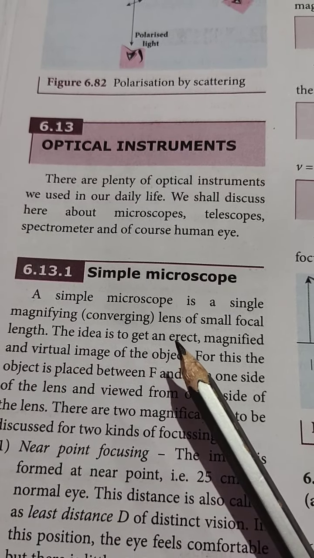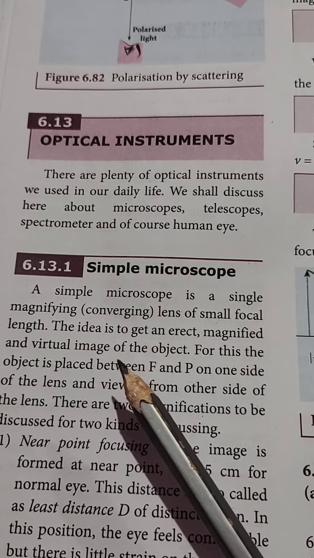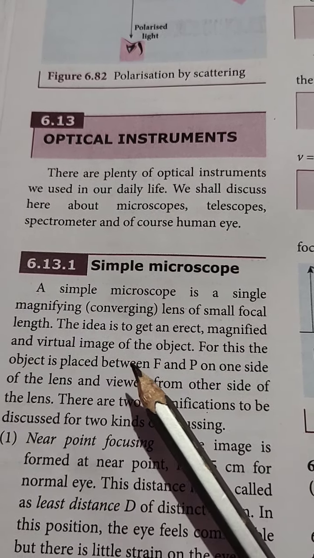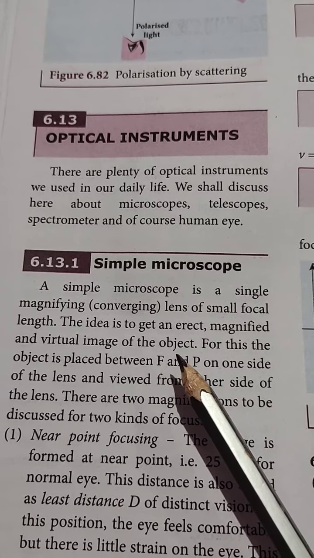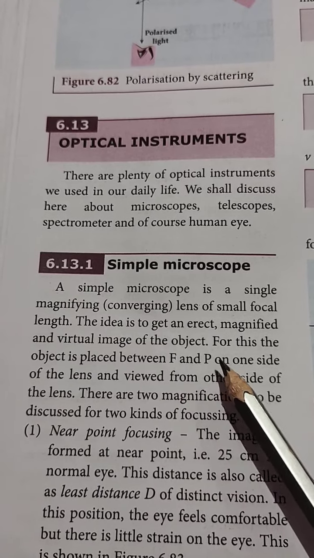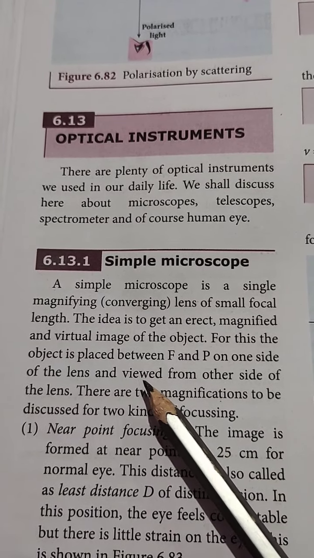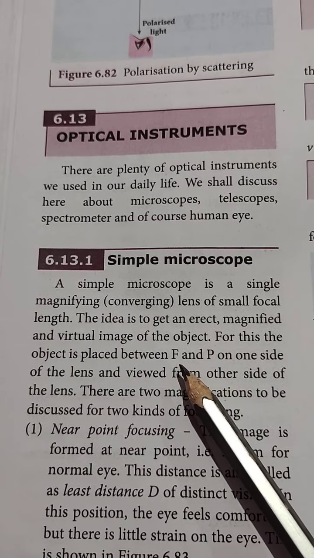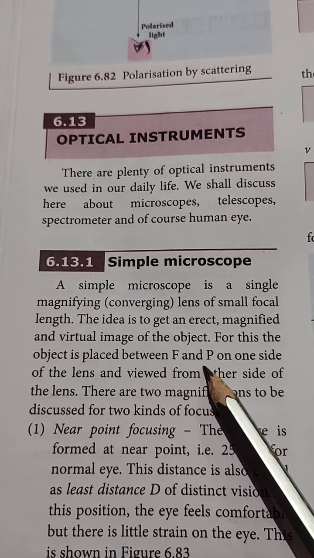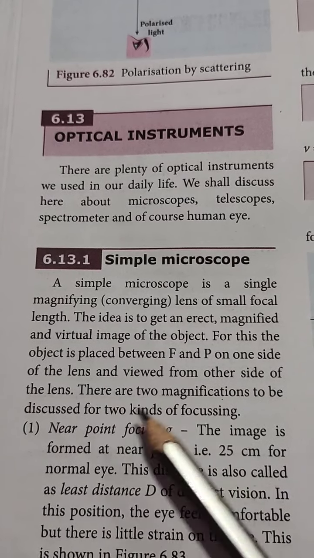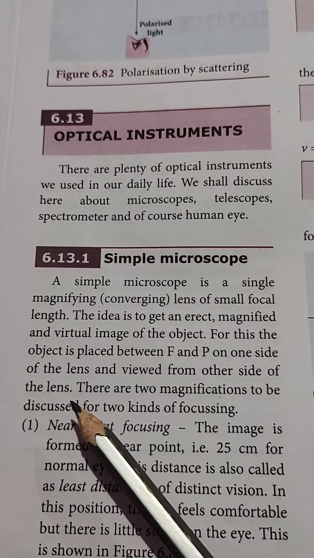The magnifying lens has a small focal length. The idea is to get an erect, magnified and virtual image of the object because we are using a convex lens. For this, the object is placed between F and P, the principal focus and pole, on one side of the lens and viewed from the other side of the lens.